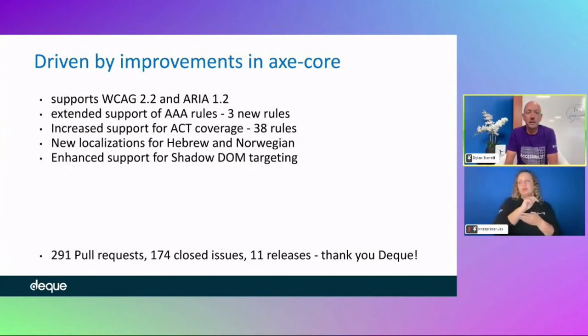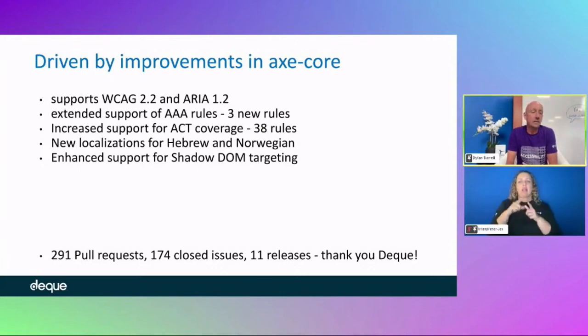So check that project out, very exciting, because it's going to allow us to have some consistency between the accessibility results, regardless of who's doing the testing. We've added new localizations for Hebrew and Norwegian. I think, don't quote me on this, but I think the number of languages is now up to 11.